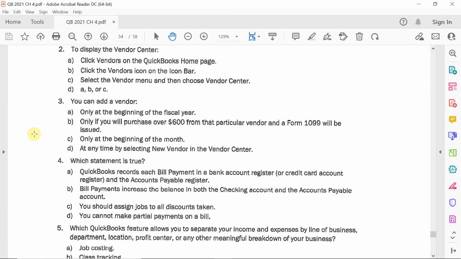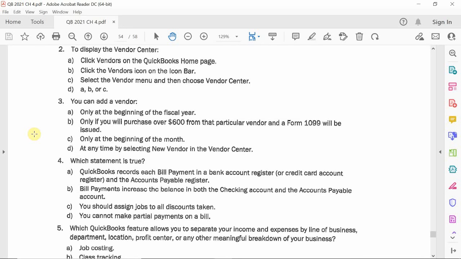Number 3, you can add a vendor when. Is it D? D, at any time by selecting new vendor in the vendor center. Yes, right? You're not obligated to do it in a specific time frame. You don't have to have a time frame of when you want to put a vendor in. Okay, because in this case, a vendor can happen at any given moment in time, right?